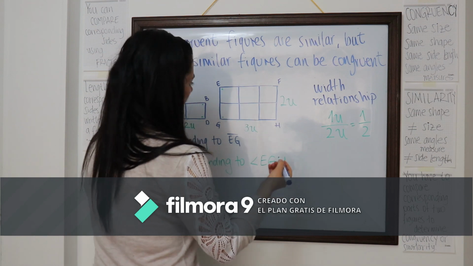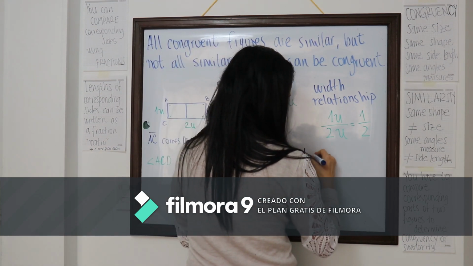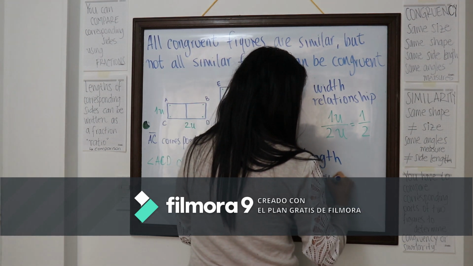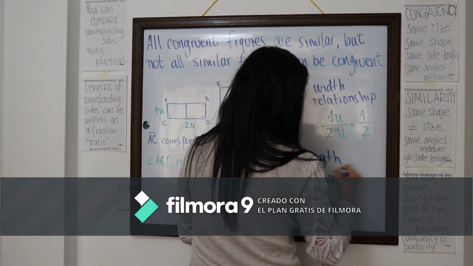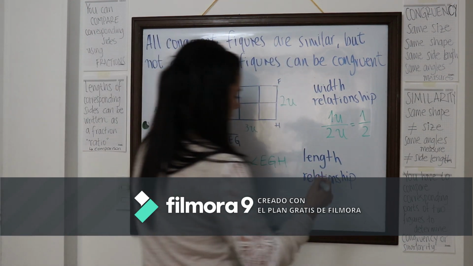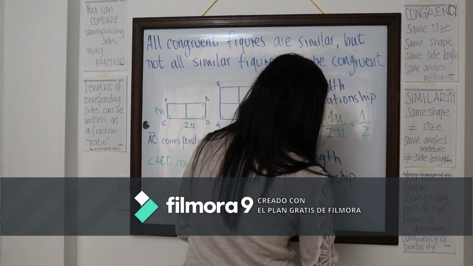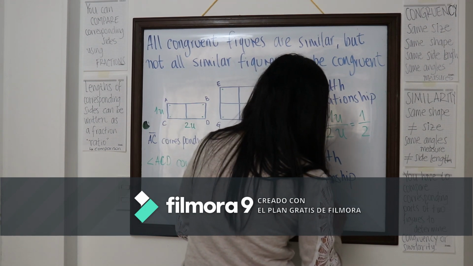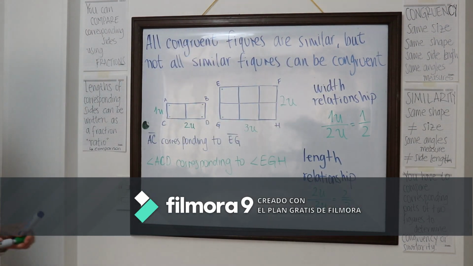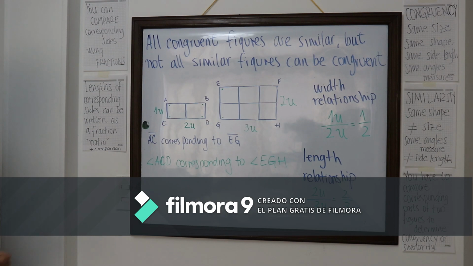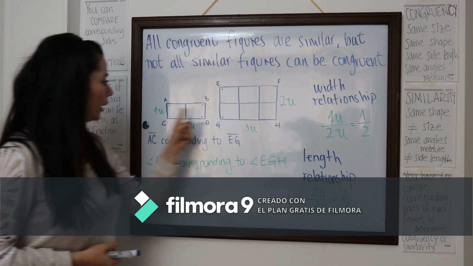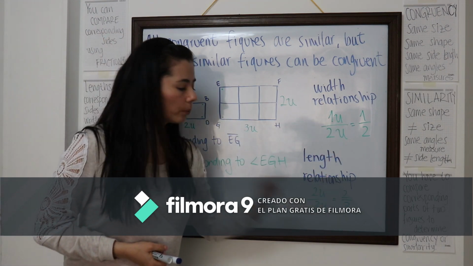Now, if I want to think about the length relationship, the length relationship here is going to be what? 2 units, in this case, to 3 units. So that is 2/3. Okay? Now, be careful that I am not going to get confused. I need to specifically know what the corresponding sides are so I'm able to build a fraction.